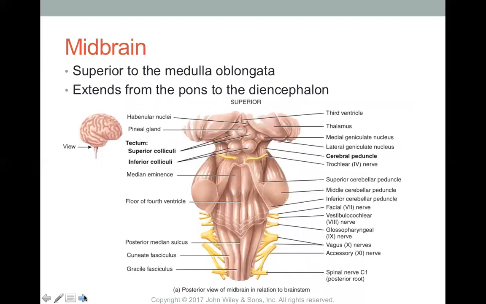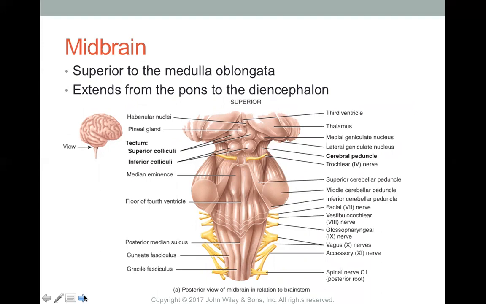The midbrain will be superior to the medulla oblongata as well. It conveys motor impulses from the cerebrum to the cerebellum and spinal cord. It also sends sensory impulses from the spinal cord to the thalamus, and it helps to regulate auditory and visual reflexes.